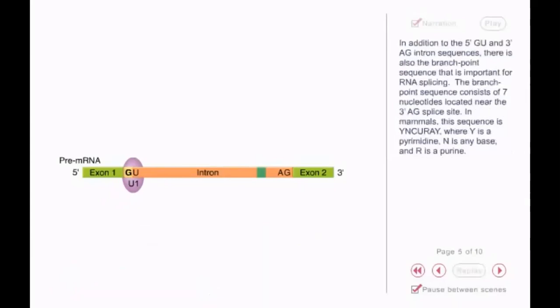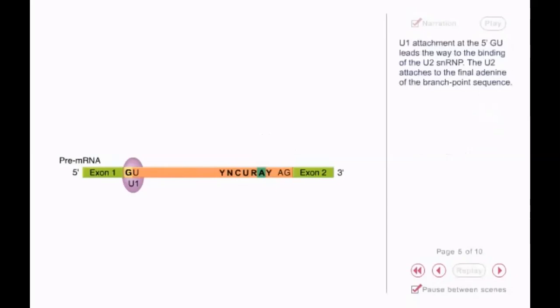If a mutation alters one of these bases, splicing at this junction is blocked and the intron is not removed. In addition to the 5' GU and 3' AG intron sequence, there is also the branch point sequence that is important for RNA splicing. The branch point sequence consists of 7 nucleotides located near the 3' AG splice site. In mammals, this sequence is YNCURAY, where Y is a pyrimidine, N is any base, and R is a purine. U1 attachment at the 5' GU leads the way to the binding of the U2 SNRP. The U2 attaches to the final adenine of the branch point sequence.